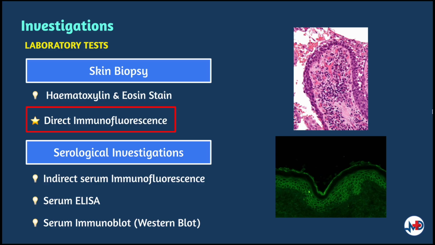You can also conduct serological investigations, and these include indirect serum immunofluorescence, serum ELISA, and serum immunoblot or Western blot assay. Indirect serum immunofluorescence applies the patient's serum to a substrate and looks for the presence of autoantibodies that will stain with the substrate, supporting the diagnosis of pemphigus vulgaris. As for serum ELISA, it is specifically looking for autoantibodies, particularly desmoglein 1 and 3.